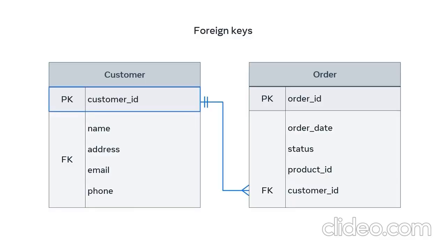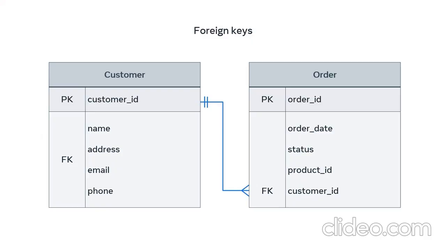Don't worry if all this seems a bit complicated. Let's simplify things by exploring an entity relationship diagram using the customer and order tables from earlier. In this diagram, the order table relates to the customer table by including the customer ID attribute and defining it as foreign key inside the order table.